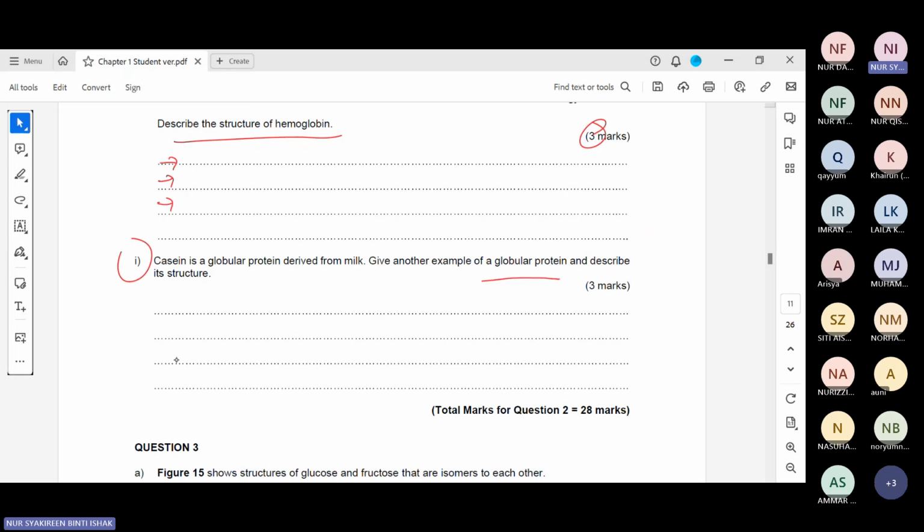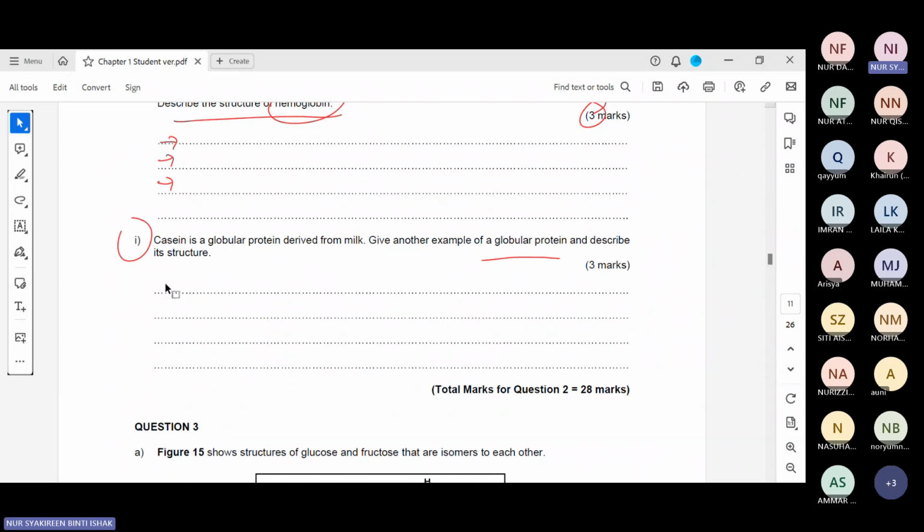Awak bolehlah cerita balik pasal hemoglobin ataupun awak boleh cerita pasal example enzyme ke hormon ke whatever. Kan? So globular protein asalkan awak cerita dia apa? Awak bagi soalan ni 3 markah kan. So satu markah awak bagi contoh hemoglobin ke, antibody ke, enzyme ke, hormones ke, lipoprotein ke, glycoprotein, nucleoprotein. Satu example, maksudnya satu markah lah. Bukan awak bagi 3 example, 3 markah. Satu example, banyak mana example pun, it is still 1 mark. Okay. So 1 mark for example.